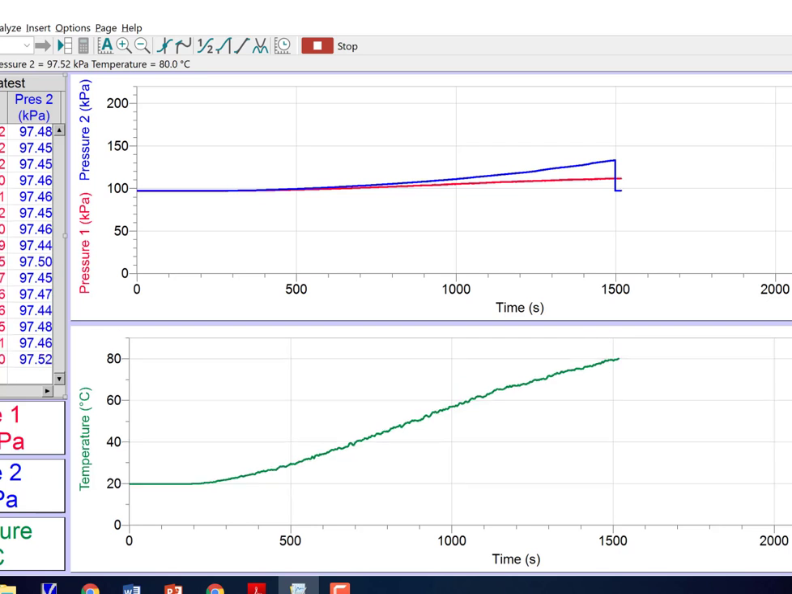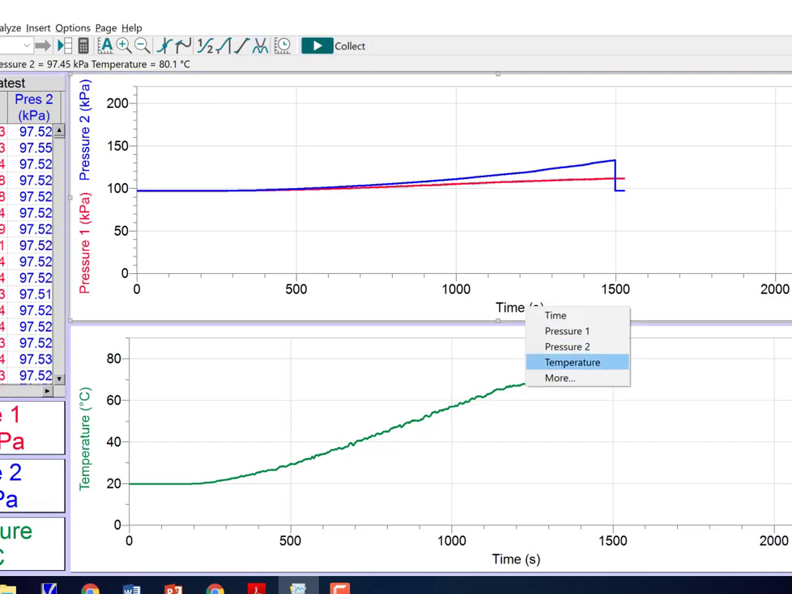So, actually, let's do this instead of versus time. Should be able to change that axis. Oh, I got to stop it before I can do that. Okay. So instead of this axis being time, let's do temperature, and let's change the scale.